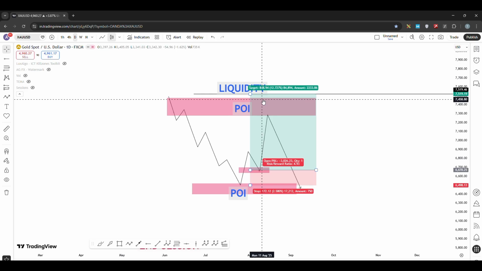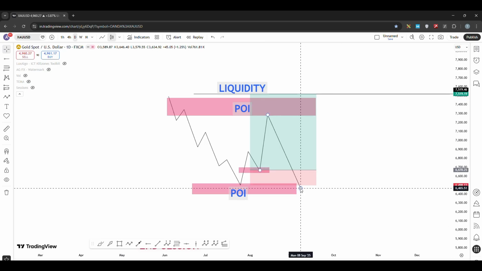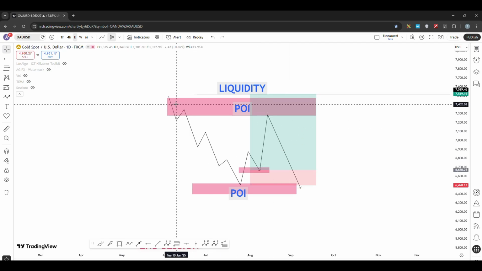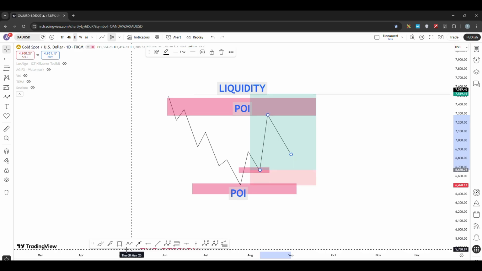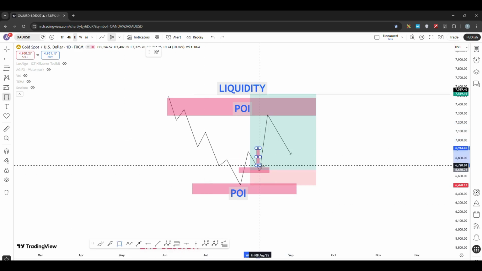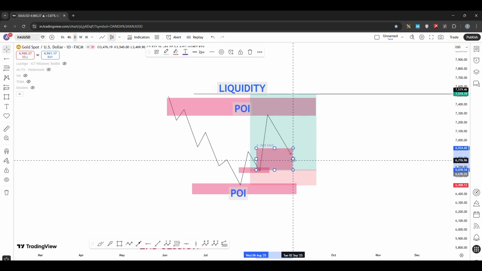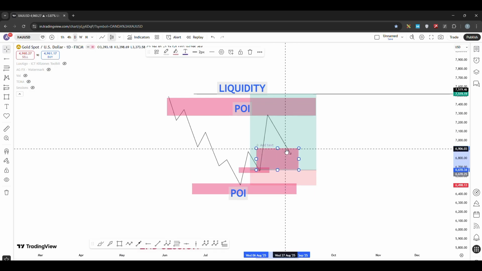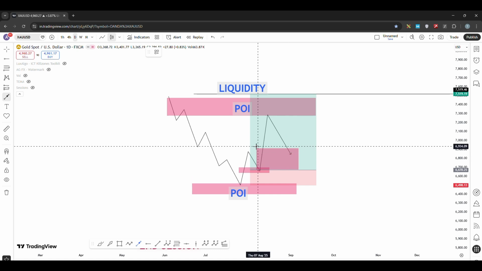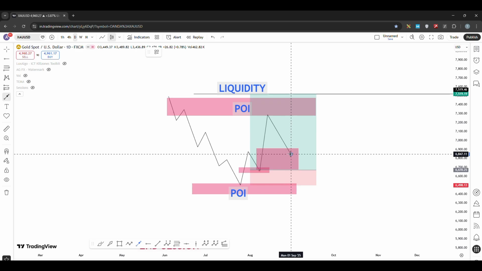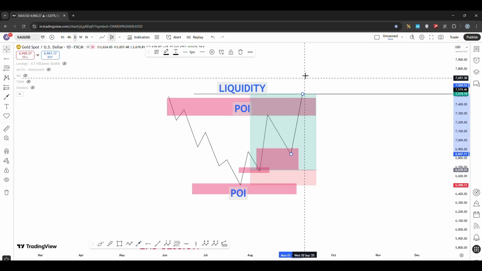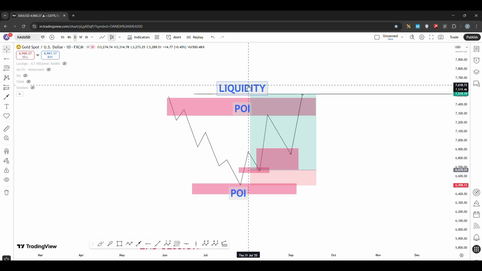Now, this is the analysis that we have done. This is what our bias is telling us. This is what our analysis is telling us. So in that case, what you have to see is when market rejects from this POI, you have to see whether when market pushed higher, did market create any kind of POIs over here or not. If market created some POIs over here, you can expect that this is going to defend this market from going down, and from here market can once again push higher to target our final liquidity.